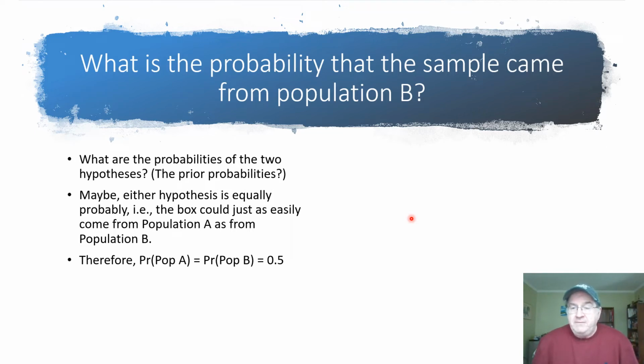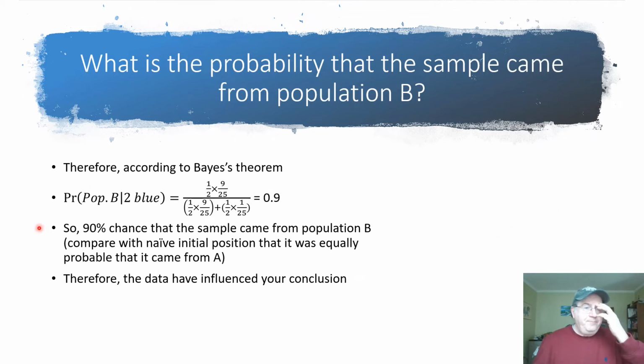We don't know. It could have come from either one. There are two possibilities. So let's say that the probabilities that they came from a particular population are the same. So the probability that they came from population A is equal to the probability that they came from population B, equals 1/2, 0.5. I think now we have all the pieces of our puzzle, so let's go forward with the calculations.